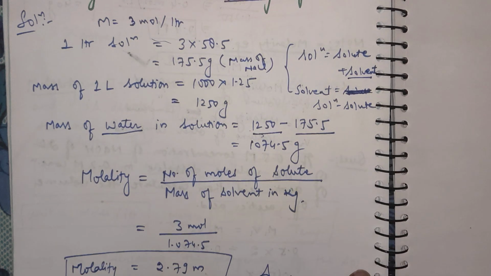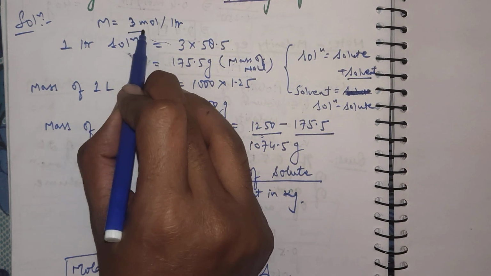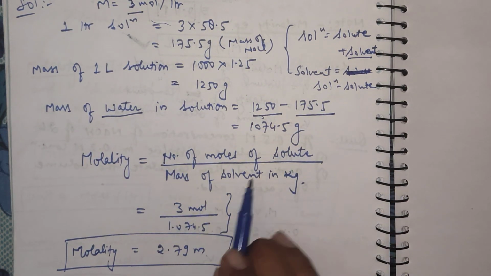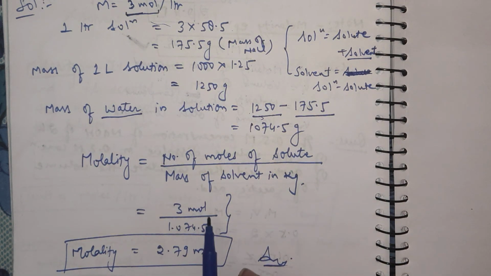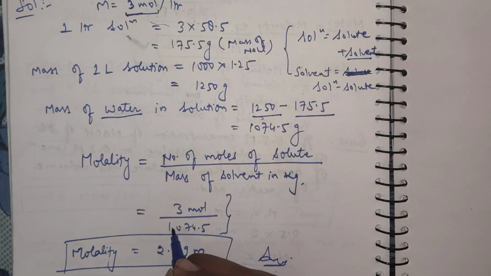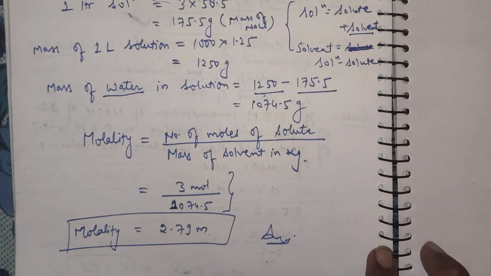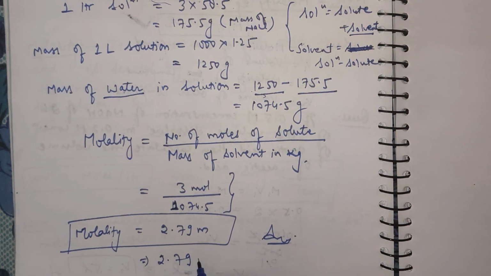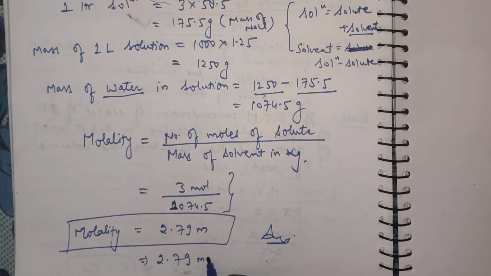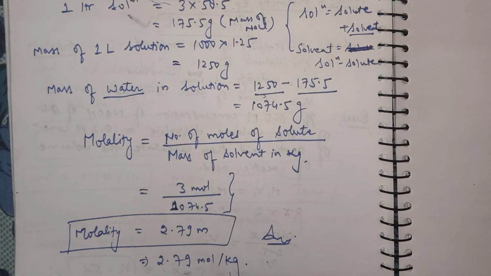And molality is equal to the number of moles of solute upon mass of solvent in kg. On putting the value of it, the number of moles is 3 mole per liter. It means the number of moles is also given in the question, 3 mole. And the mass of solvent in kg is 1074.5. Mistakenly a decimal is written here, it is 1074.5. And now finally calculating it, 2.79 small m, or we can write 2.79 mole per kg is the final answer.